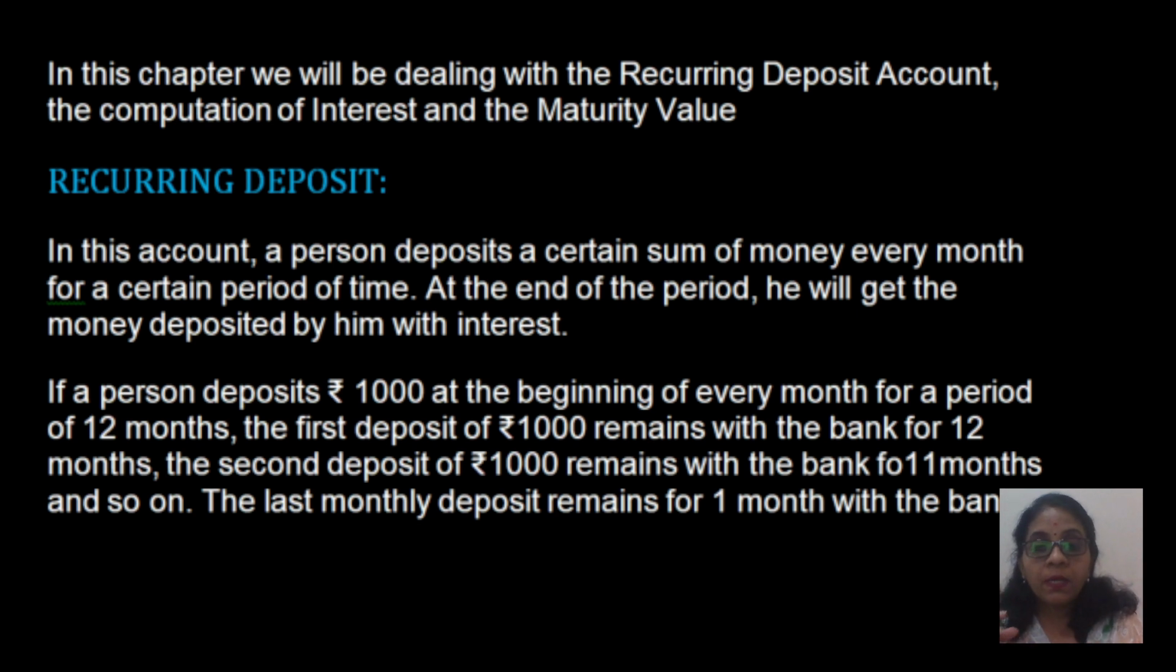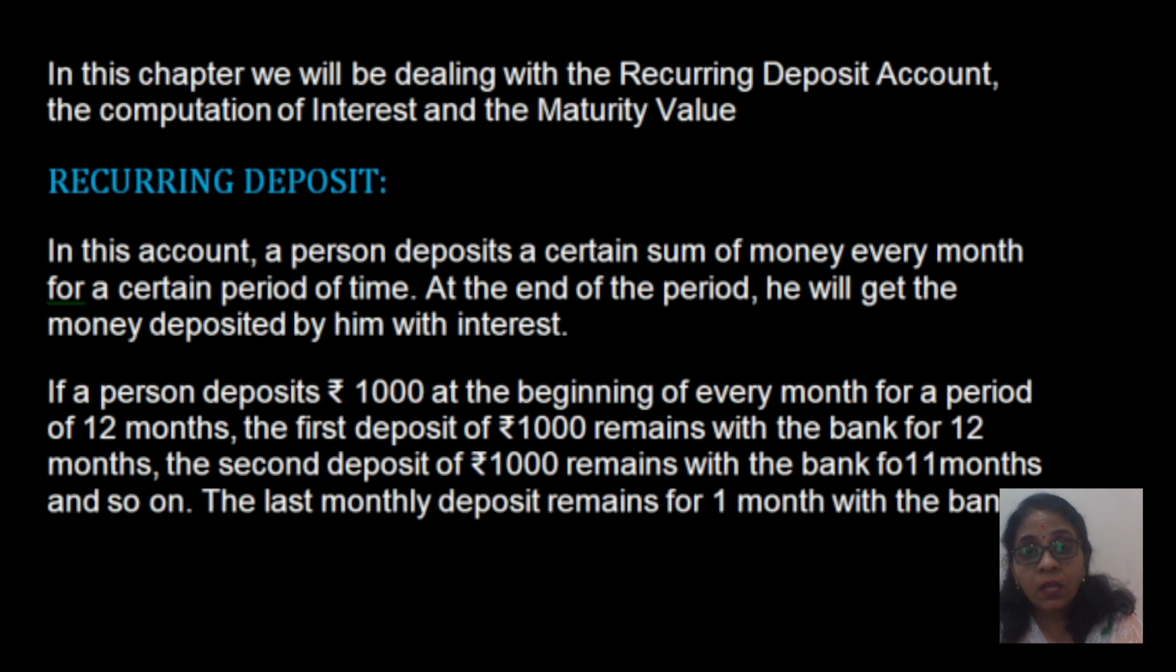Say suppose a person deposits 1000 rupees in the beginning of every month for a period of 12 months. The first deposit of his 1000 will be in his account for 12 months. Yes or no? Say suppose you are opening in April, you will have this in your account for the 12 months of your term. May, you are depositing another 1000. This 1000 will be in your account for the remaining 11 months.